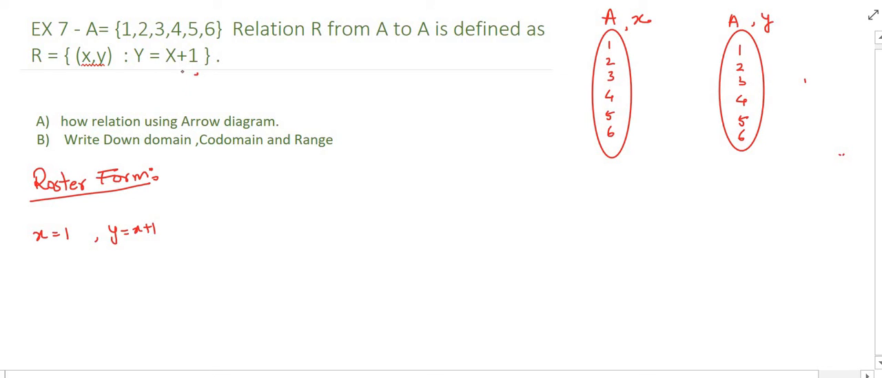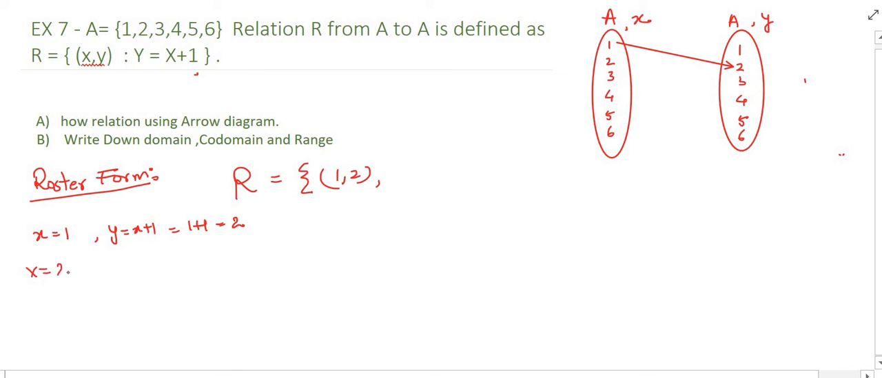Y is X plus 1 according to the definition. So 1 plus 1 is 2, which means clearly 1 is connected to 2. We got it? So if I want to write R, it will look like this, first element.